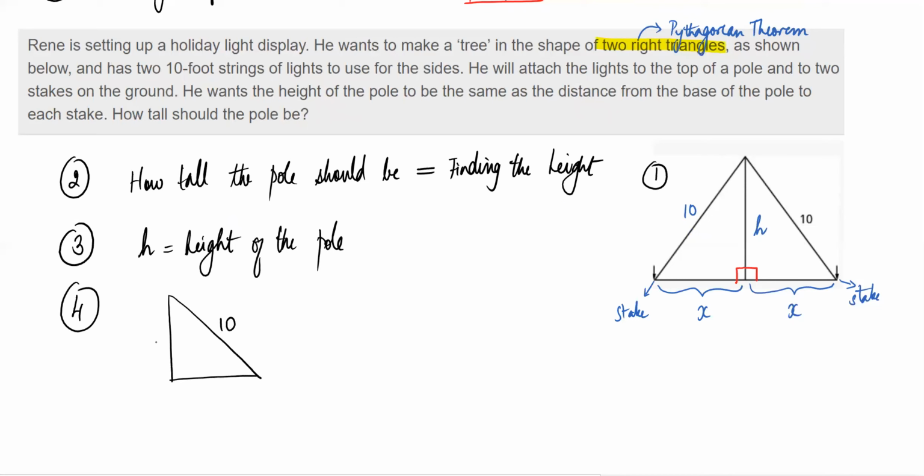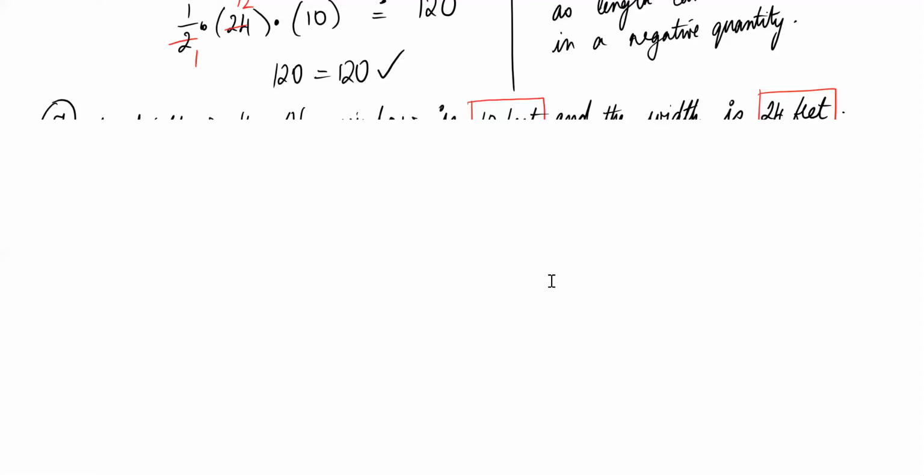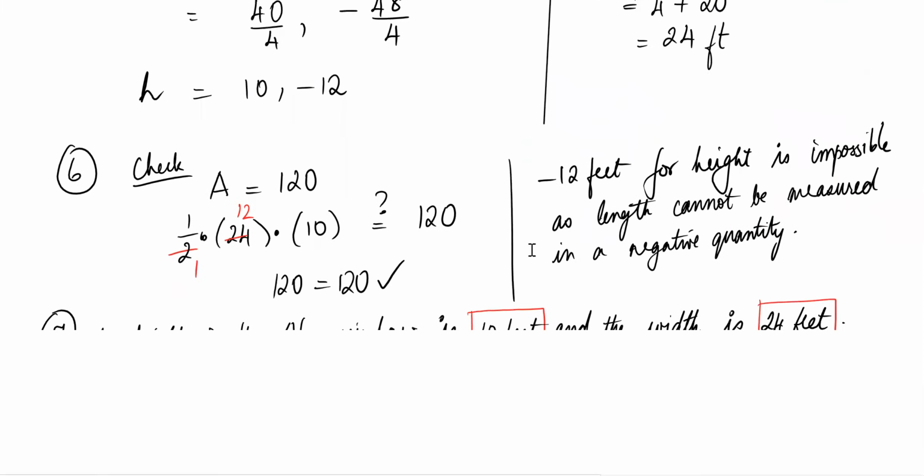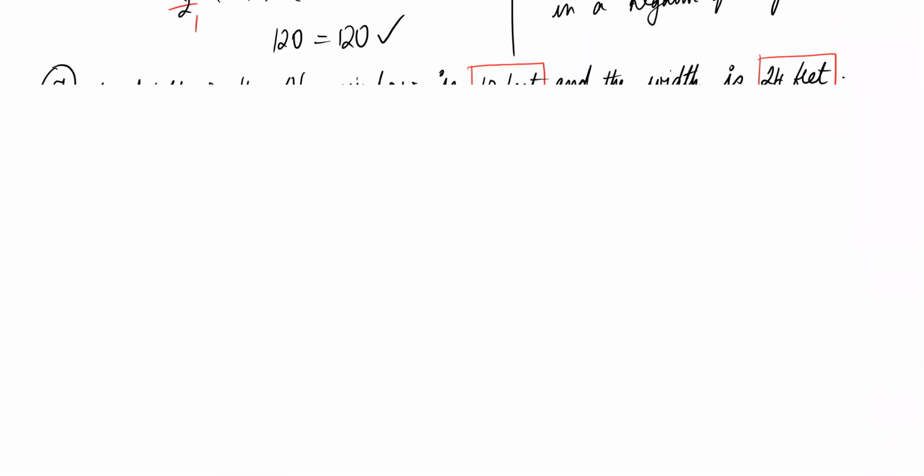So this is 10. This is the height. I'm just zooming the right side of the right triangle. And this is x. Now we're going to use this to help build the equation. Oops, I cannot see the screen. Give me a moment here. Let me fix this.